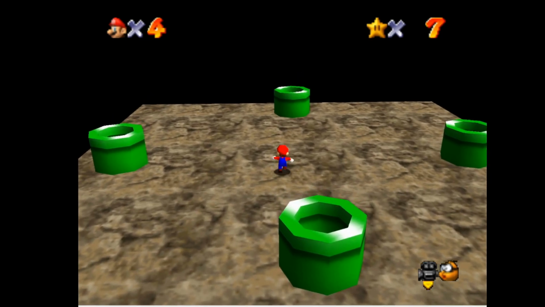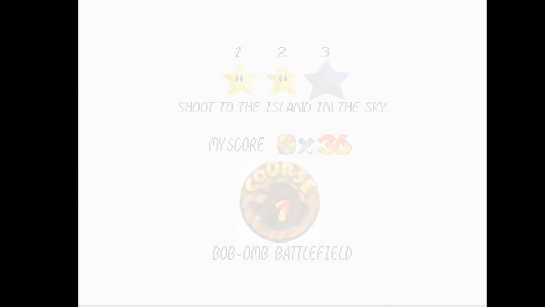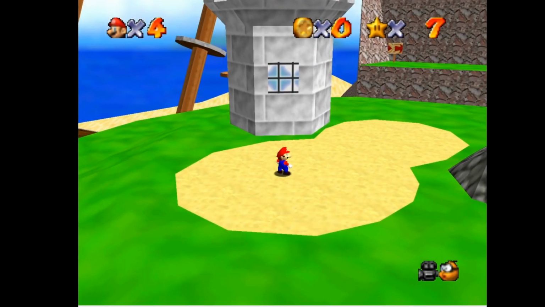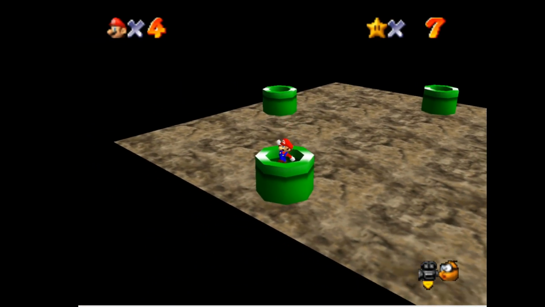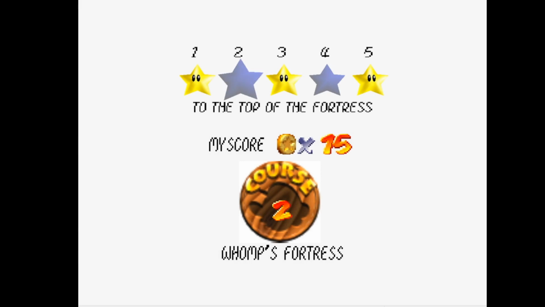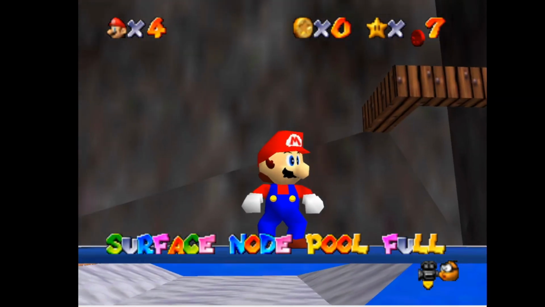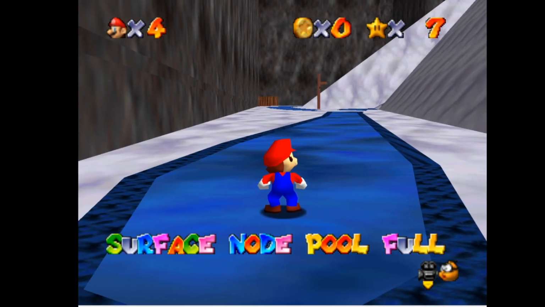Okay, so what I have here is four different levels that I have imported from other games. Course 1 is Bomb-omb Battlefield from Star Road. For Course 2, I have Course 2 from King Boo's Revenge. It's not perfect, but you know, I just did it real quick.